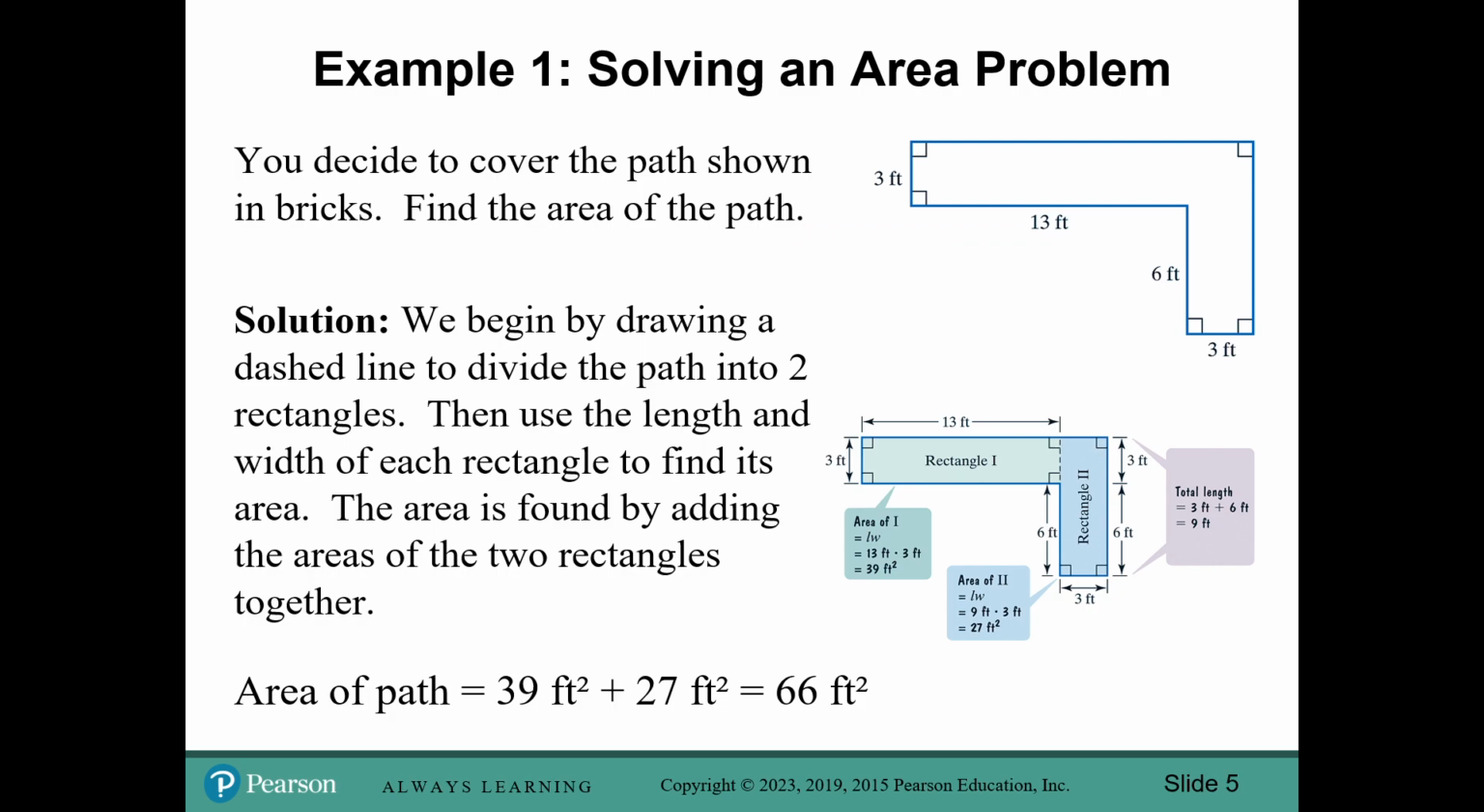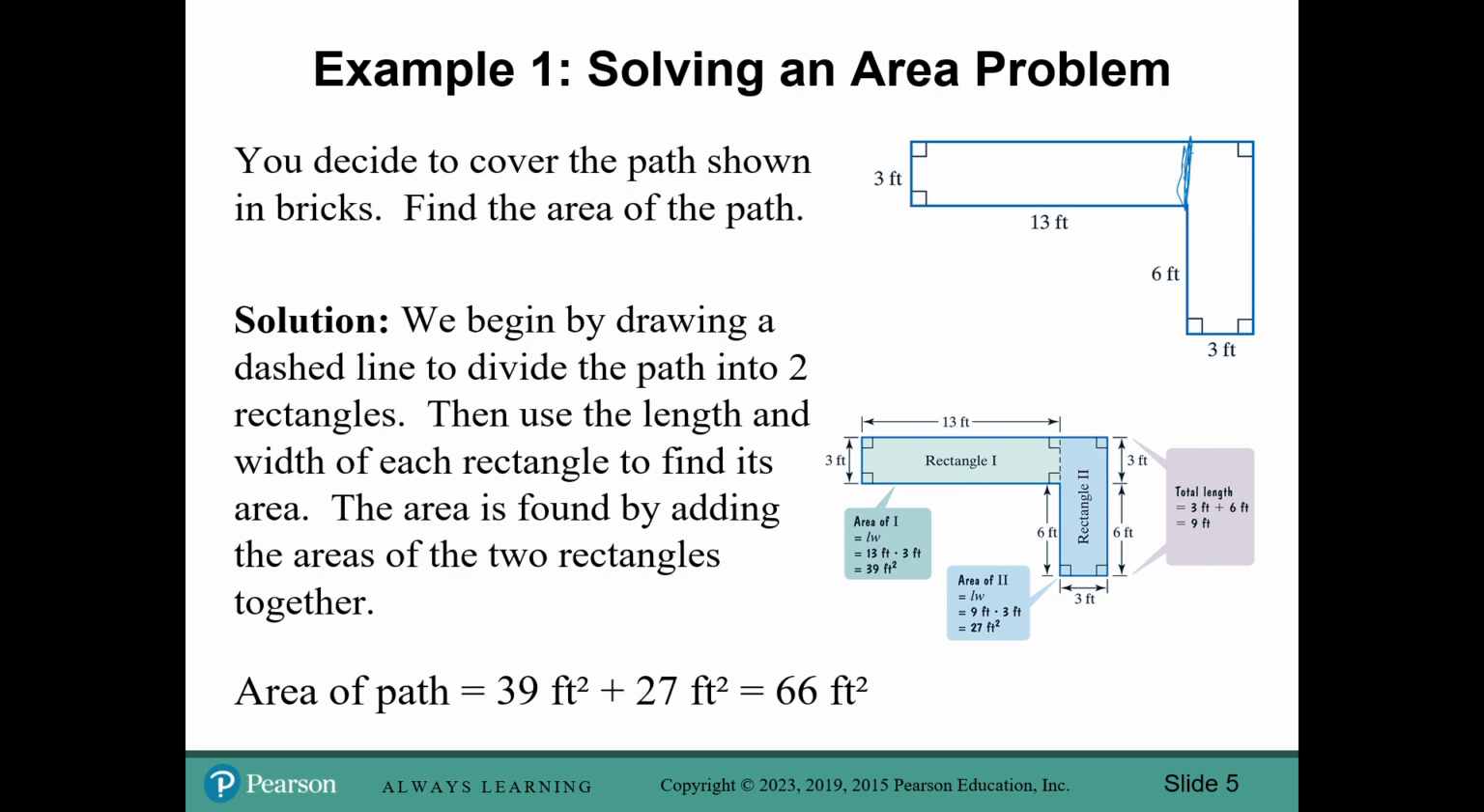So we begin by drawing a dashed line to divide the path into two rectangles. If you notice in the picture here, we drew that dashed line vertically to divide this into two rectangles instead of one. Then we'll use the length and width of each rectangle to find its area. The area is found by adding the areas of the two rectangles together.